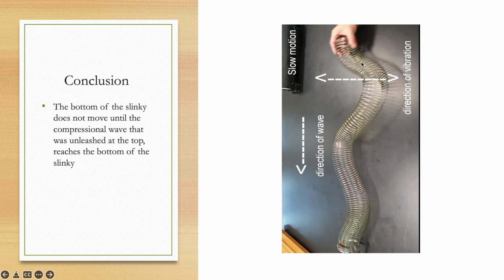On our screen, we can see an example of how the hand creates a vibrational motion, and we can see how it travels as a wave. So this was exactly the same that we can see. The motion of the hand gets translated through the coils until the end.